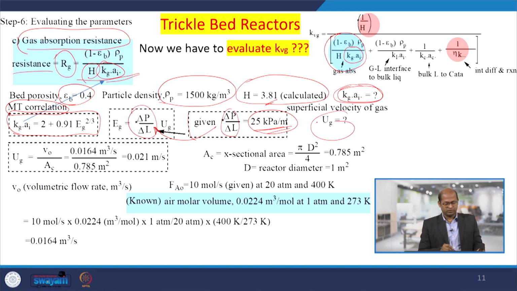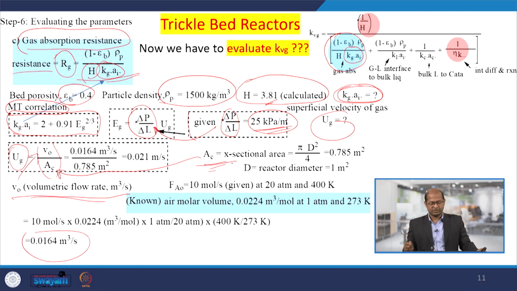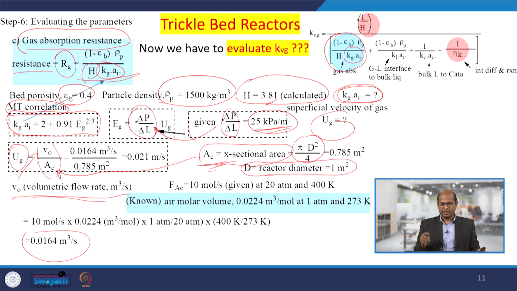How to find the Ug value? Ug equals the volumetric flow rate divided by the cross section area. If you know the cross section area, you substitute it along with the volumetric flow rate, which is given. So, how to find the cross section area? Cross section area equals pi d square by 4, where d is the reactor diameter. The reactor diameter is given, we can substitute it here, then the cross section area we can find using this.